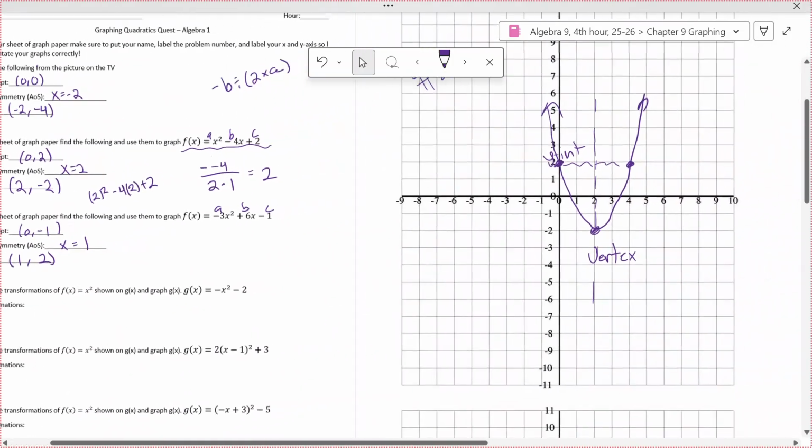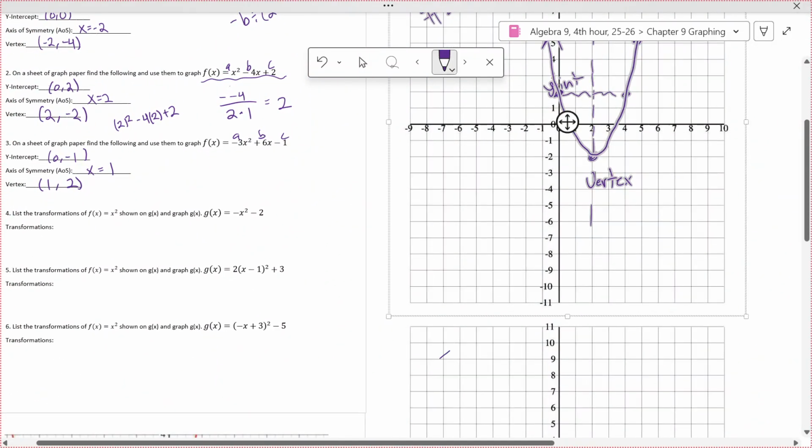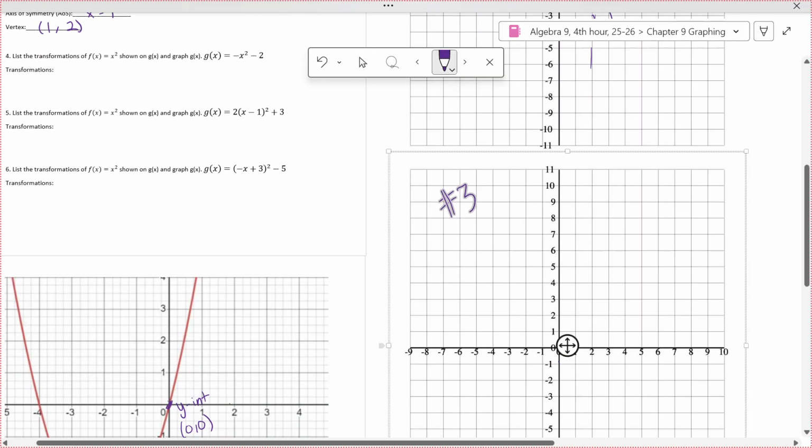Going over to graph it real quick, we'll say that this is problem number 3. 0, -1 is right here. My vertex is at 1, 2. Again, label this. It's my vertex, my y-intercept. AOS through the vertex, mirror the y-intercept, connect the dots. Okay?